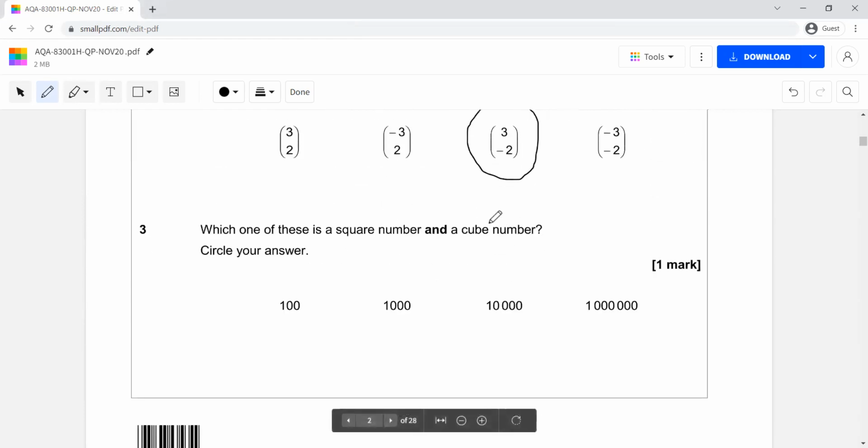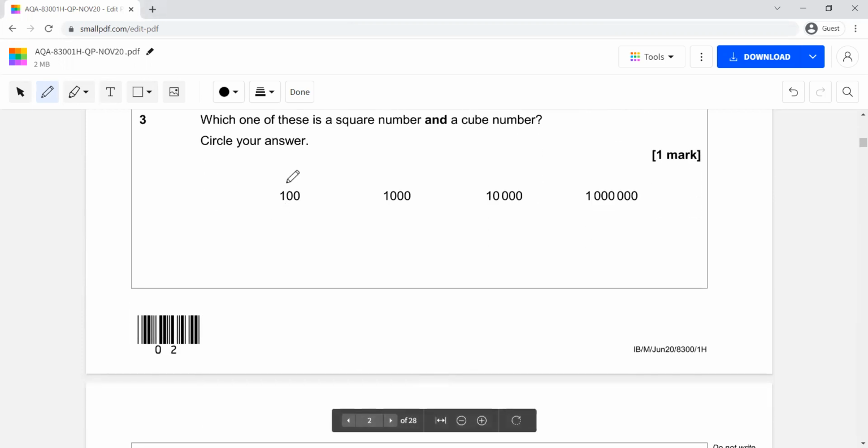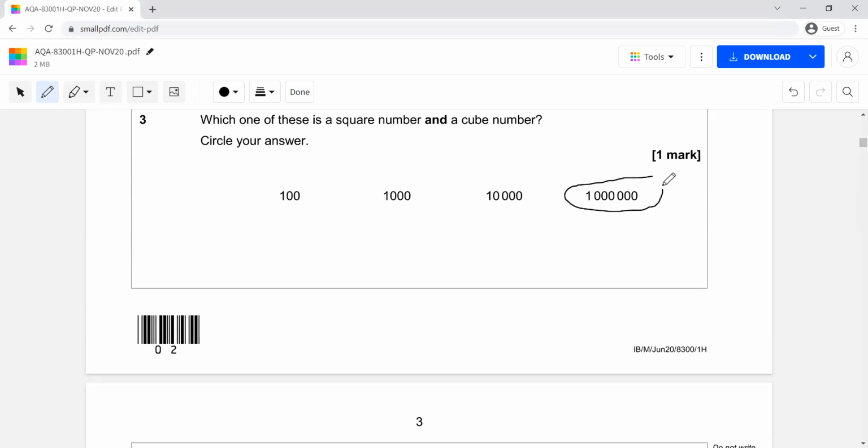Okay. Which one of these is a square and a cube number? Now, a way to do this quickly is go through all the options. 100 is a square number, it's not a cube number. 1,000 is a cube number, but it's not a square number. 10,000 is a square number, but it's not a cube number, so it must be 1 million.